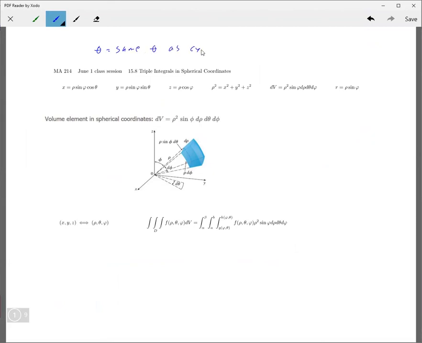Theta as cylindrical coordinates. Okay, but you have another angle here. Phi is the angle that you make with the positive z-axis. Phi is this angle here, which looks kind of weird because you're starting from the upper position and going down.